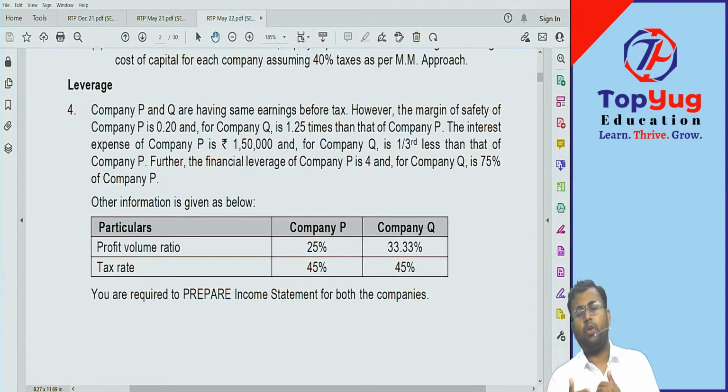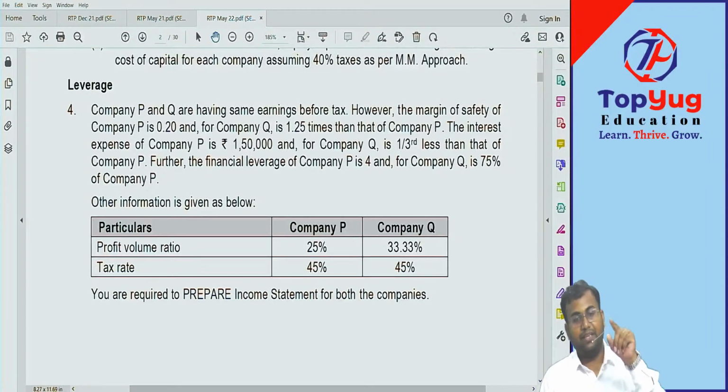If it is a normal student who knows very basic, innocent student, he will say, okay, for company Q margin of safety is 1.25. No, it is 1.25 times that of P. So that is how the twisting of language is happening. Are we all able to understand this?